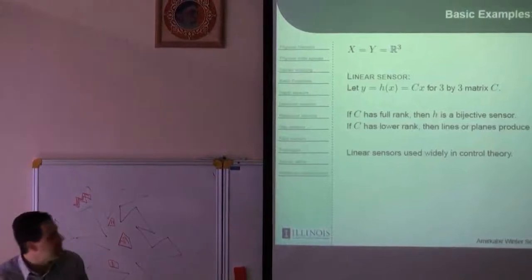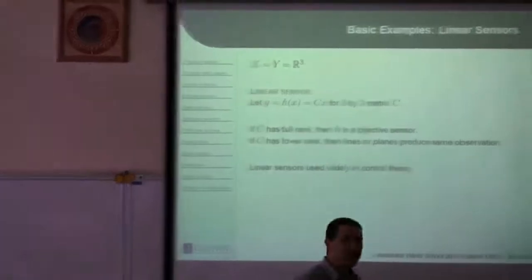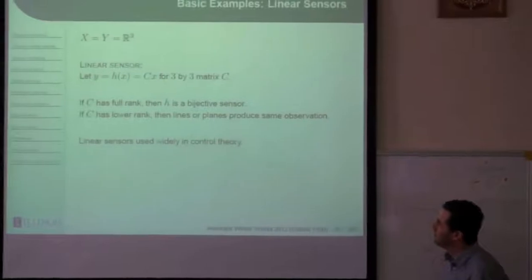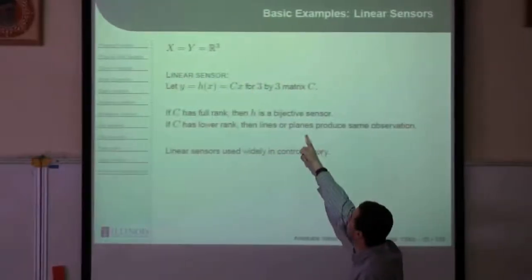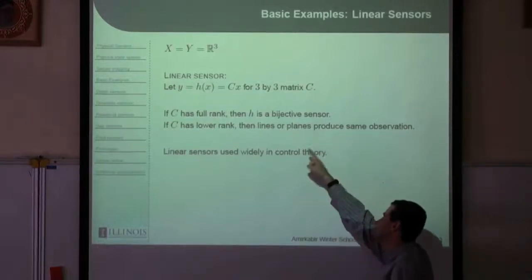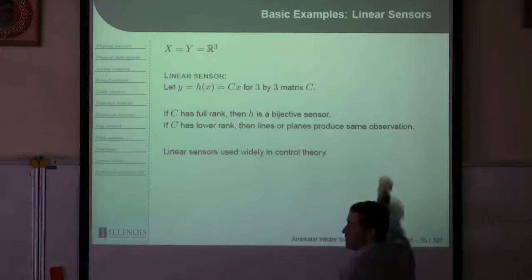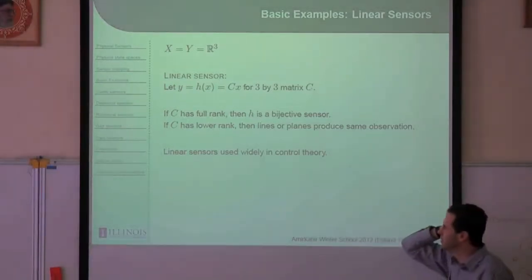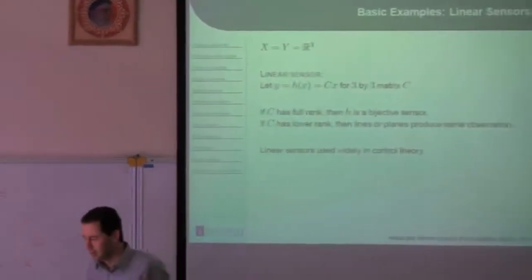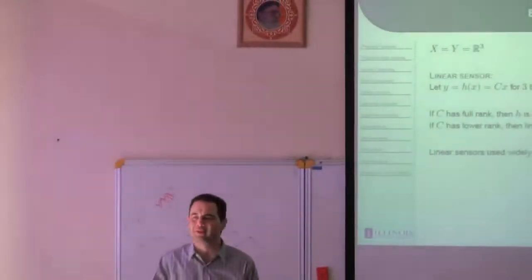So that's two extremes. I can also make linear sensors. I think it's nice to think about these. Maybe I have a matrix C that specifies the transformation from states to observations. I'm not going to do very much with those, but I think they're helpful to think about a little bit. If C has full rank, then H is a bijective sensor. If it has lower rank, then there are lines or planes, or more generally hyperplanes in higher dimensions, but we only have X being three-dimensional here, that produce the same observation. That's what the ambiguity looks like. Linear sensors are well loved in control theory. Everything that's linear works well in control theory, and everything that's nonlinear, people try to force it to be linear as much as possible.